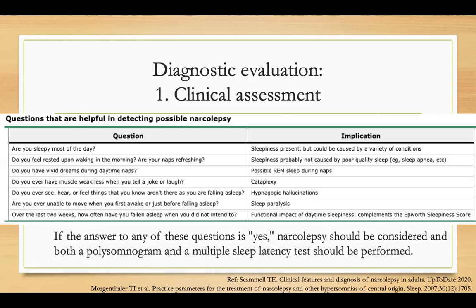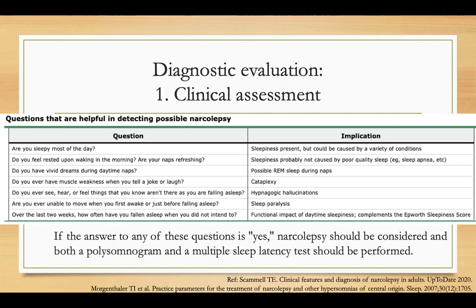Clinical assessment is essential for diagnostic evaluation of narcolepsy. The following questions may be helpful in detecting possible narcolepsy. First, are you sleepy most of the day? Do you feel rested upon waking in the morning? Are your naps refreshing? Because most of the narcolepsy patients feel rested or refreshed after waking up, in contrast to patients with sleep apnea.